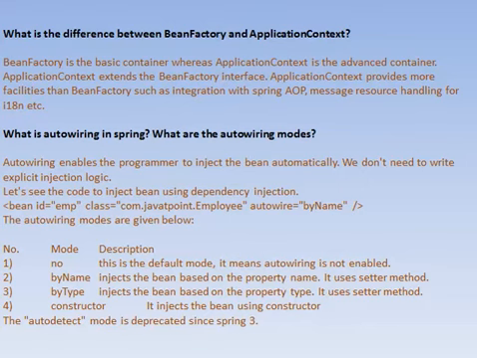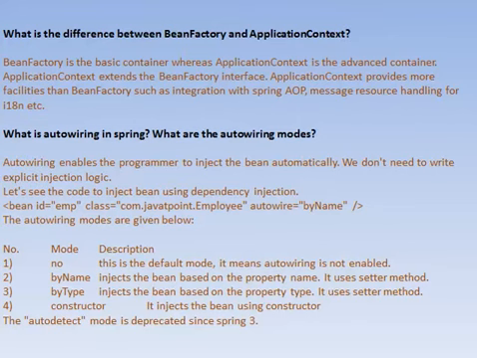What is autowiring in Spring? What are the autowiring modes? Autowiring enables the programmer to inject the bean automatically. We don't need to write explicit injection logic. Let's see the code to inject bean using dependency injection. Bean id equals emp, class equals com.javatpoint.Employee, autowire equals byName.